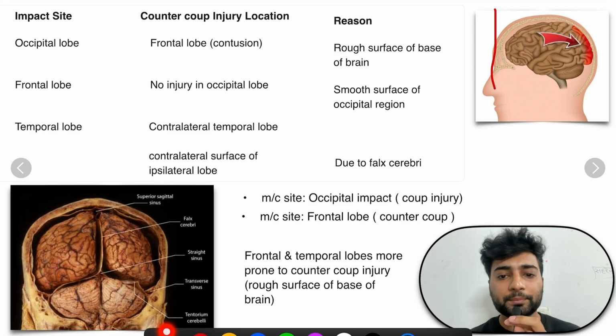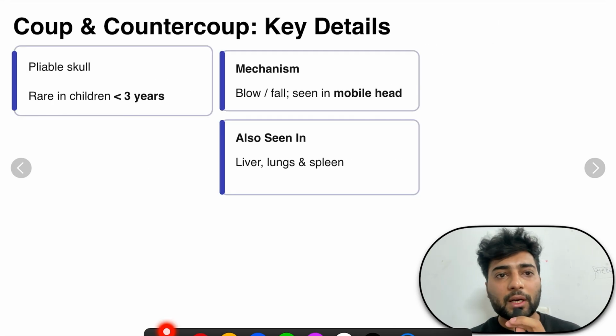counter coup injury. Done. And the counter coup injury that I studied does not occur at the occipital lobe because this surface is smooth. So frontal and temporal lobes are more prone to counter coup injuries due to the rough surface of the base of the brain. Done. So counter coup injuries are rarely seen in children less than 3.